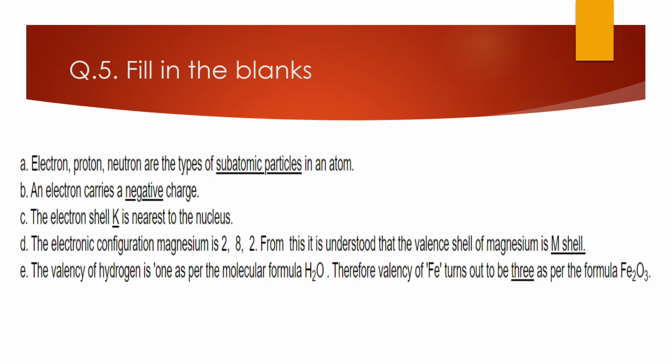Now if you want the valency of Fe, you have to write the number which is the subscript number of the oxygen O. That subscript number is 3. You will write the answer 3 over here.